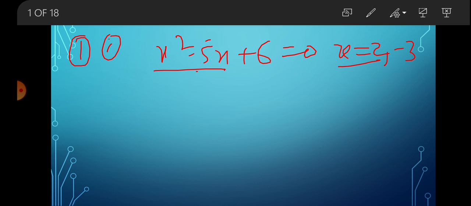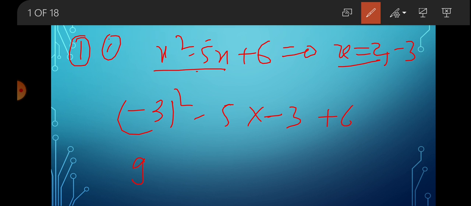So what we have is (-3)^2 + 5 × (-3) + 6. So it will become plus 9, it will become minus 15, and plus 6, so you can see that this is not equal to 0. Which means x equals minus 3 is not a solution of this particular quadratic equation.